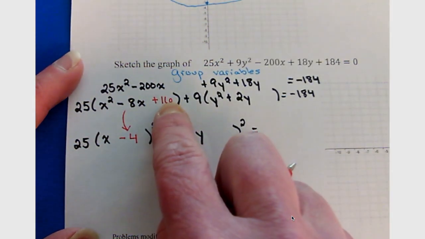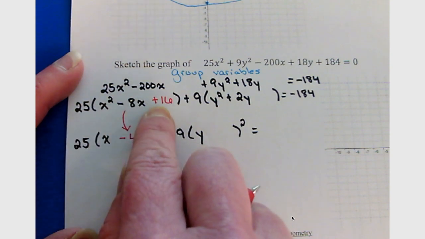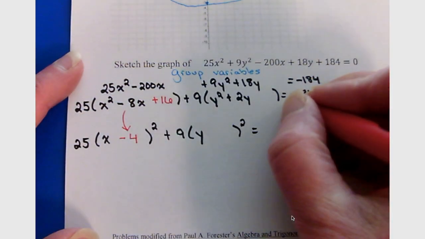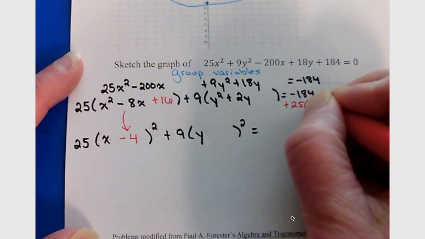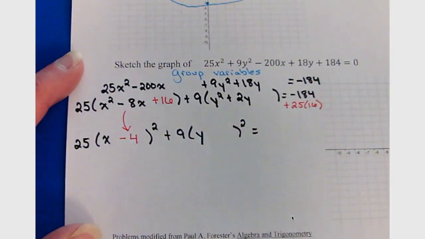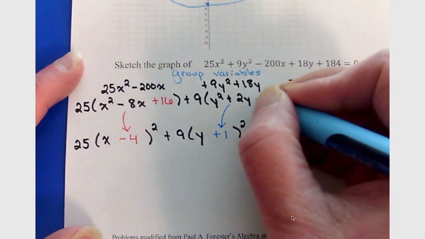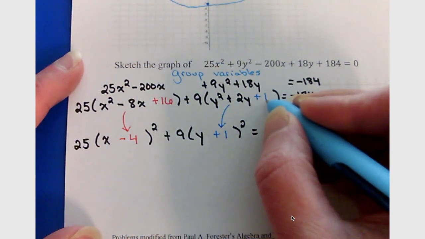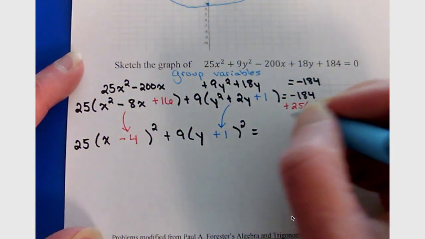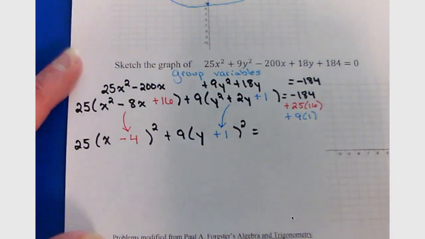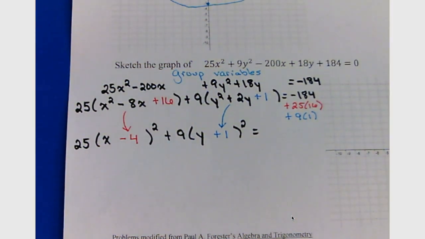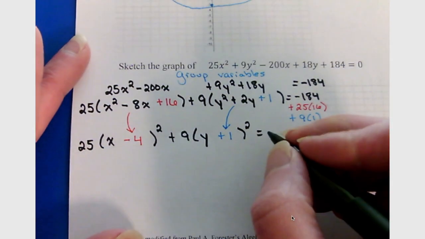But it's not really just a 16. There's a 25 on the outside, so I'm actually adding 25 times 16. On the next one, half would be a 1, squared would be a 1. But that's not just a 1 that I'm adding there, it's a 9 times 1. So I'm going to use my calculator. I'm going to cheat. I'm going to do negative 184 plus 25 times 16 plus 9 times 1. And I get that the other side of the equation is 225.